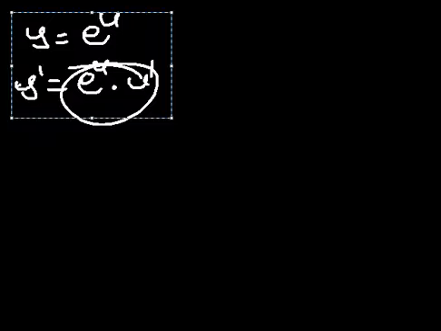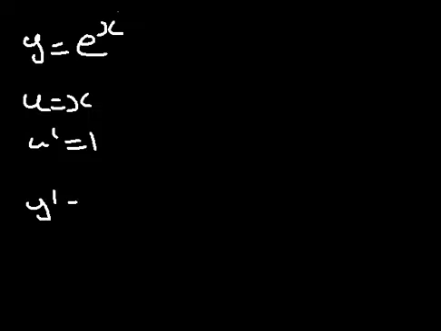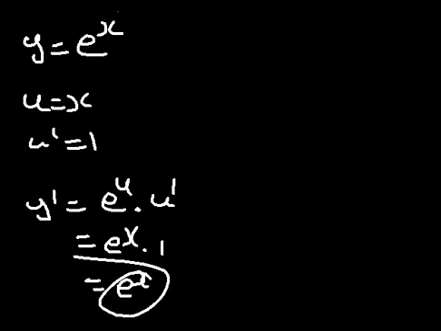And let's say we have y is equal to e to the power x. So what is the derivative of this function? The principle remains the same. This is the exponential function with base e. We have u is equal to x, and u prime is given as 1. Therefore y prime is e to the power u times u prime, which is e to the power x times 1, which is the same as e to the power x. So that is the derivative.